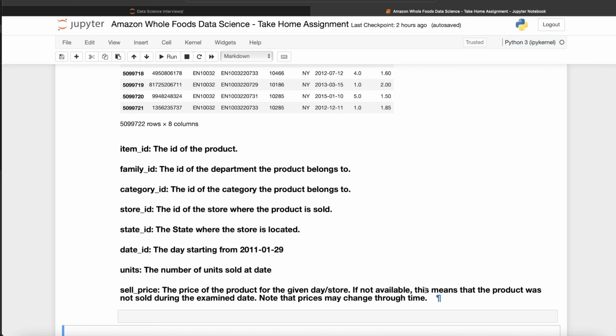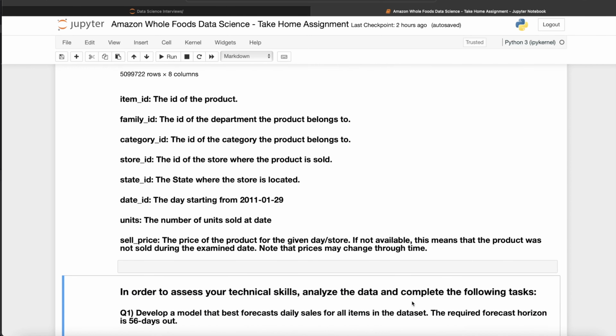If not available, this means that the product was not sold during the examined date. Note that the prices may change through time. So again, we need to keep these things in mind. Once these things were explained to me in detail, what did we need to do using all these things?